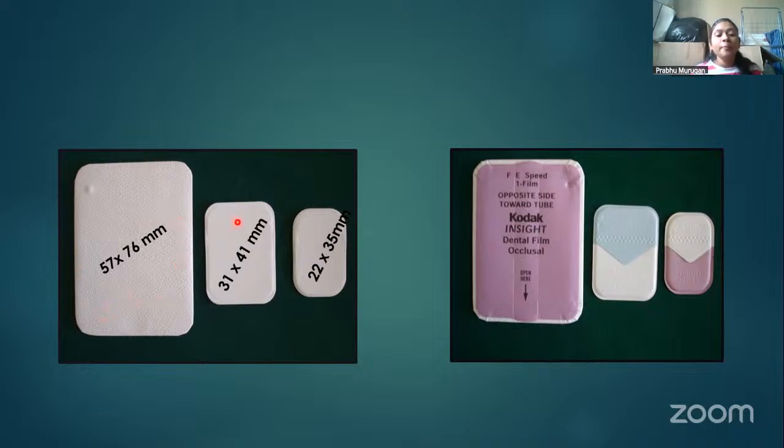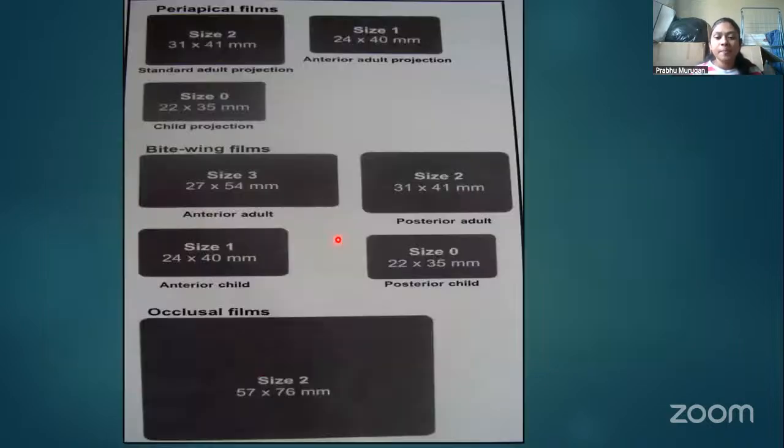Okay. Your IOPA and your bitewing use the same kind of X-ray film, the same size of X-ray film. Okay. And for pediatric patients, initially, in the initial days, they had a different one for the anteriors and a different one for the posteriors. But nowadays only one is commonly used. 22 into 35 is commonly used for the pediatric patients.